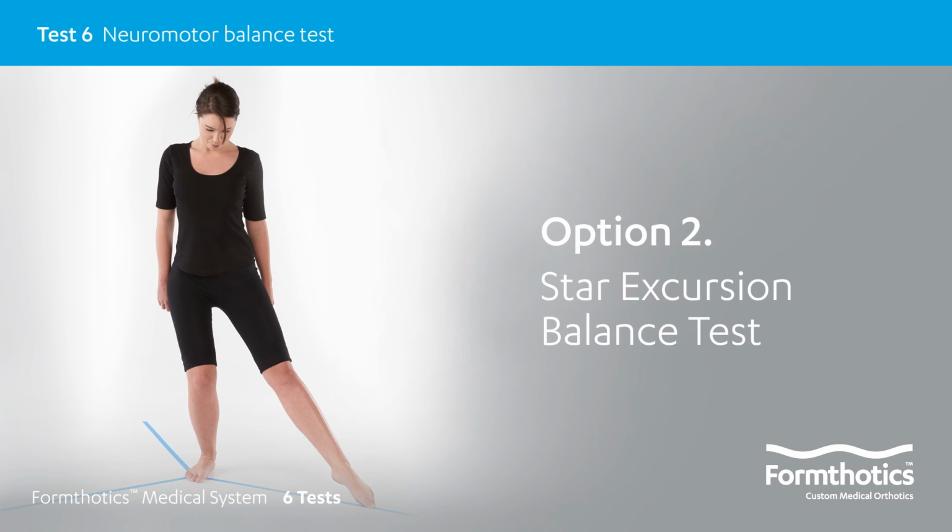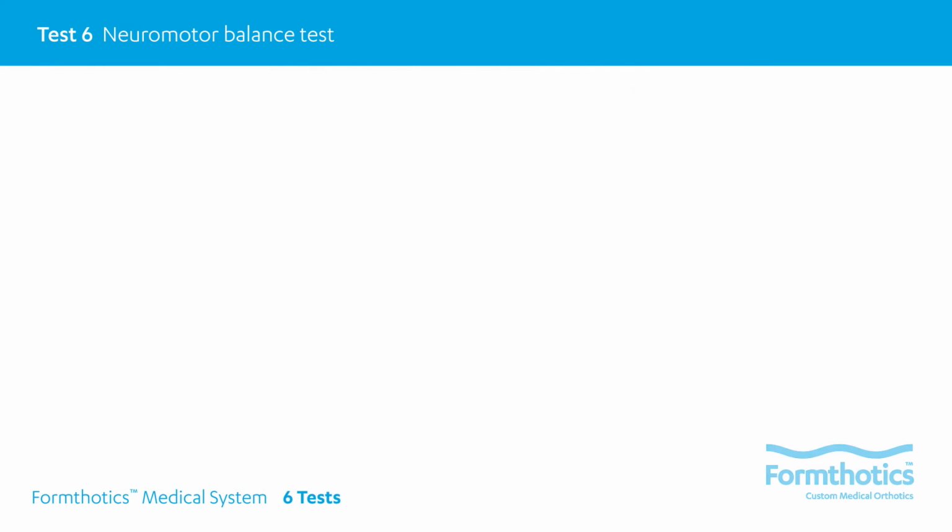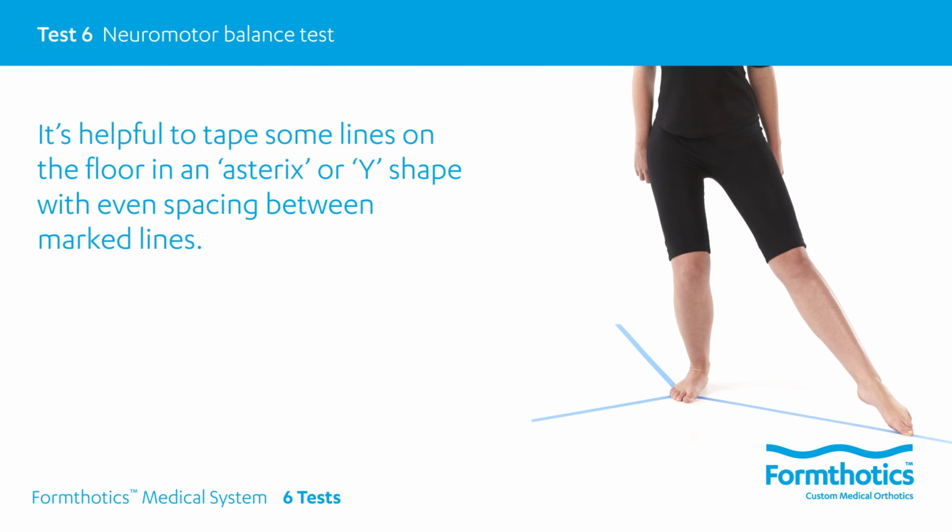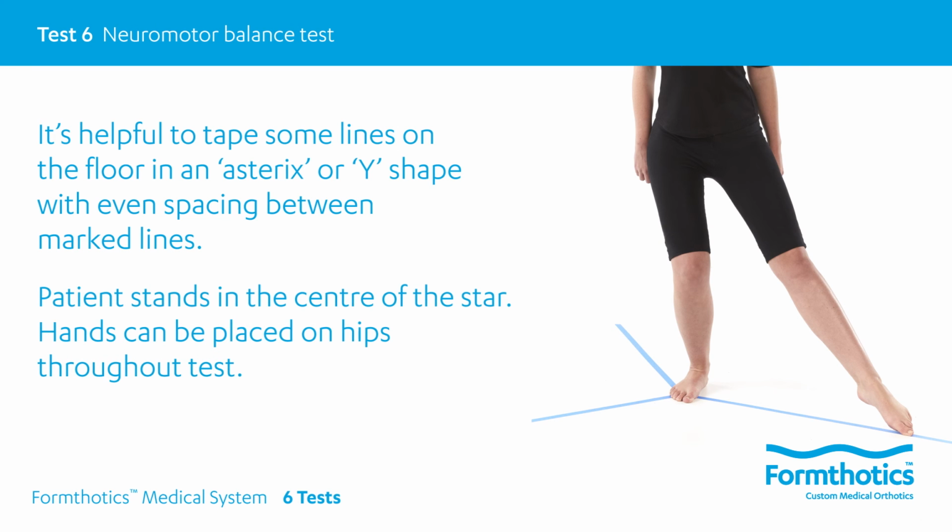This test is a measure of dynamic balance and stability, which challenges the body to move outside their base of support and depend upon several physiological systems to maximize performance. To perform this test, it is helpful to tape some lines on the floor in an asterisk or Y shape with even spacing between the marked lines. The patient stands in the center of the star with their midfoot in the center.